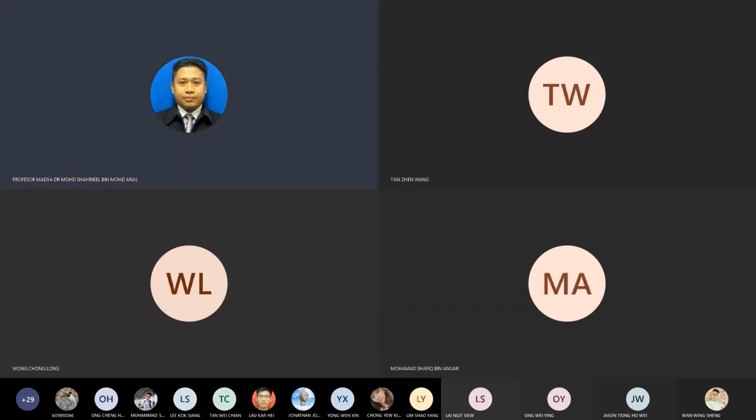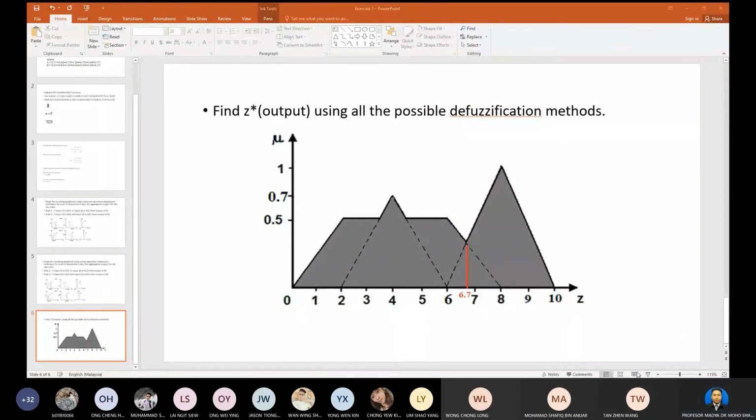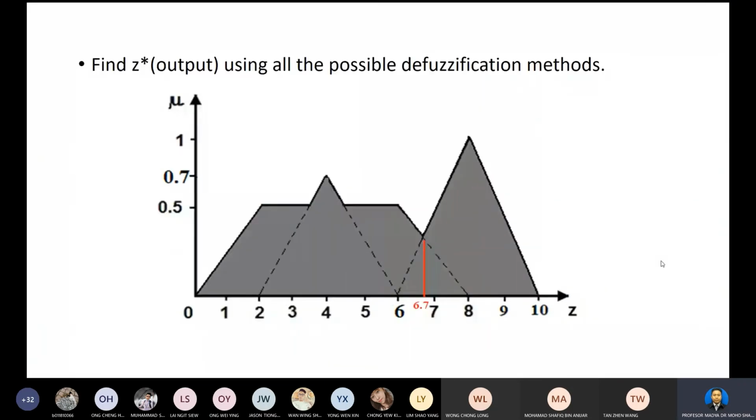Okay, I'll open. All right, so try this one. Find the z output using all possible defuzzification methods. First, we have 4 methods. We have the max, we have the weighted average, the center of gravity, COG, and another one is the mean of max. So we can select which one we can use. We can use the max.